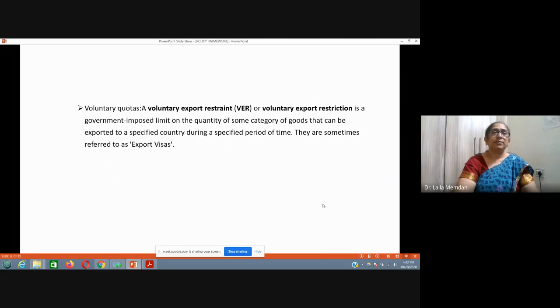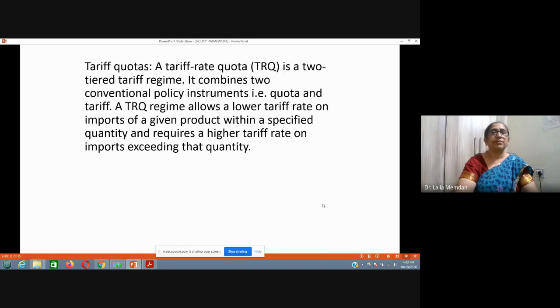Voluntary quotas, a voluntary export restraint, VER, is a government imposed limit on the quantity of some category of goods that can be exported, and this is also referred to as export visas.